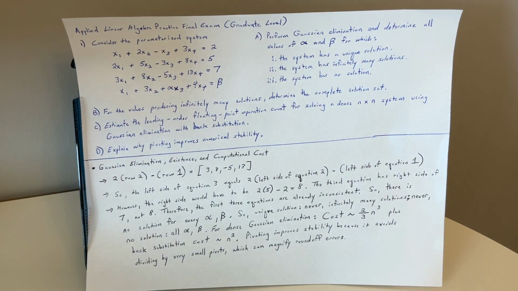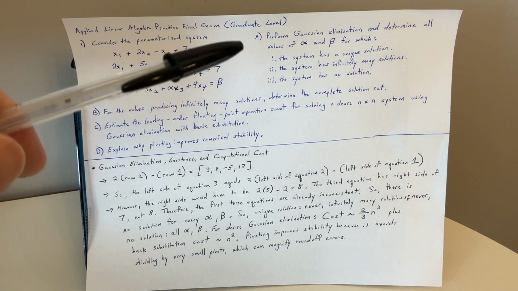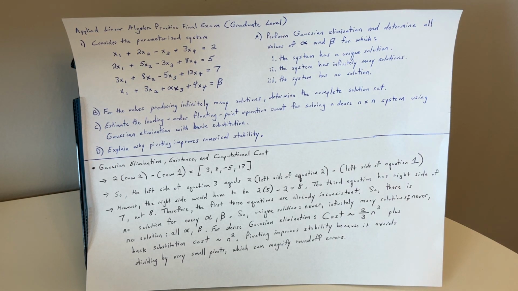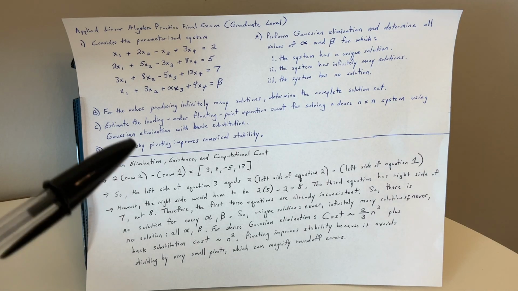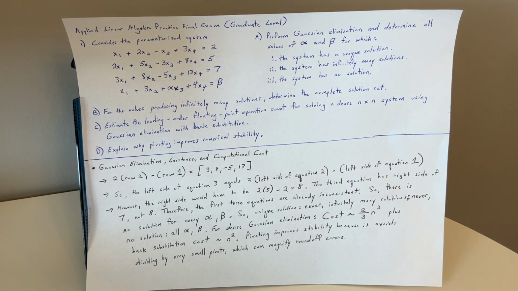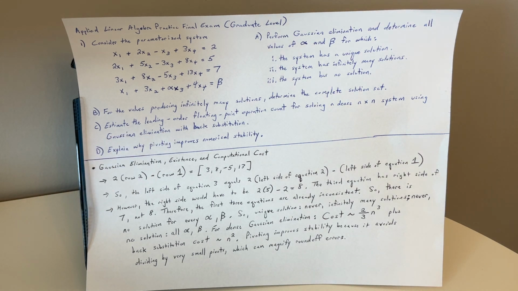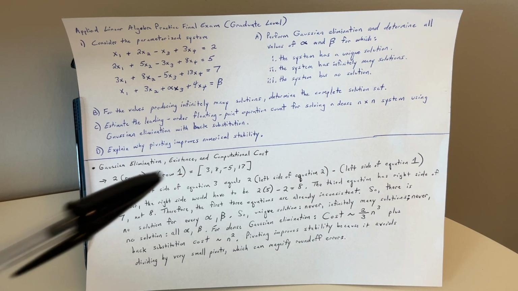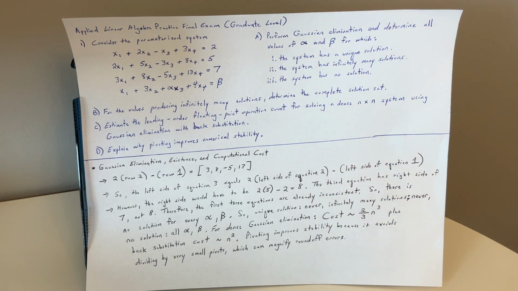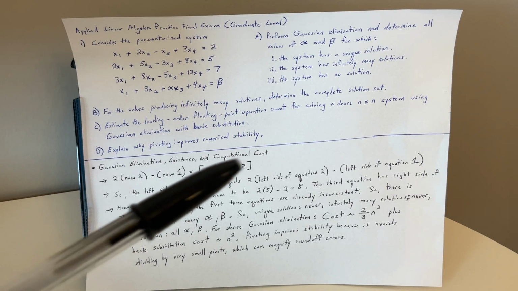Part A, perform the Gaussian elimination, determine all values of alpha and beta for which the system has a unique solution, the system has infinitely many solutions, the system has no solution. For part B, for the values producing infinitely many solutions, determine the complete solution set. Part C, estimate the leading order floating point operation count for solving a dense n by n system using Gaussian elimination and back substitution. And part D, explain why pivoting improves numerical stability. So this is a Gaussian elimination, existence, and computational cost problem.